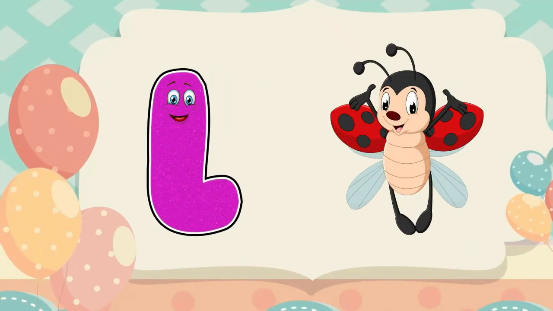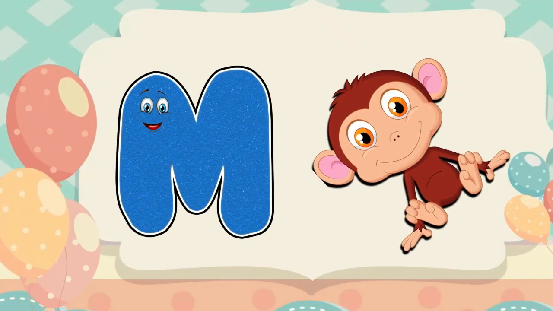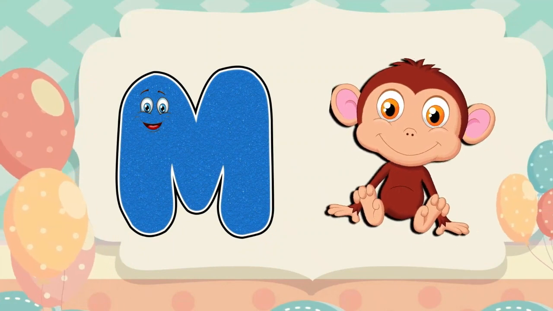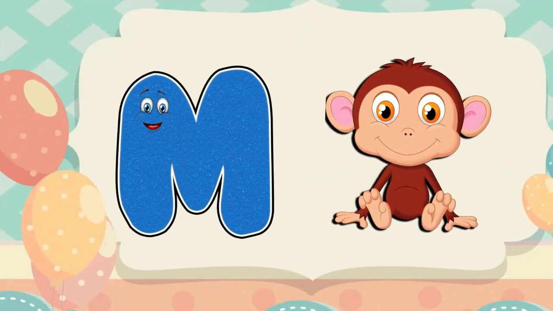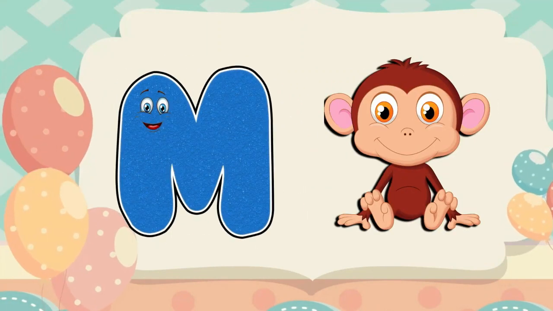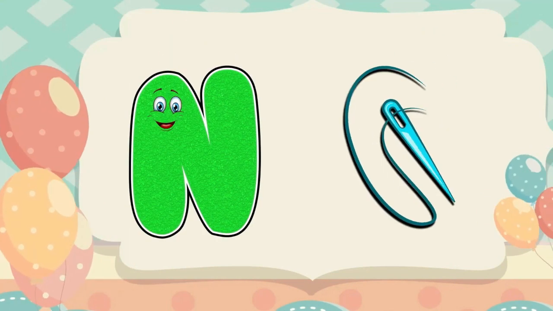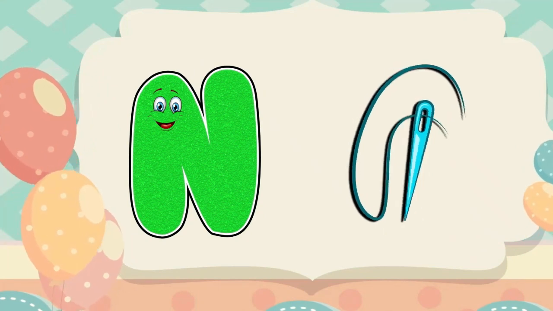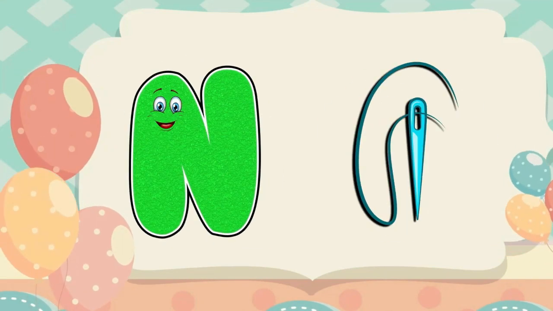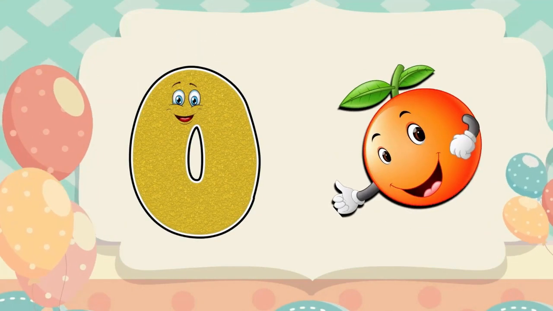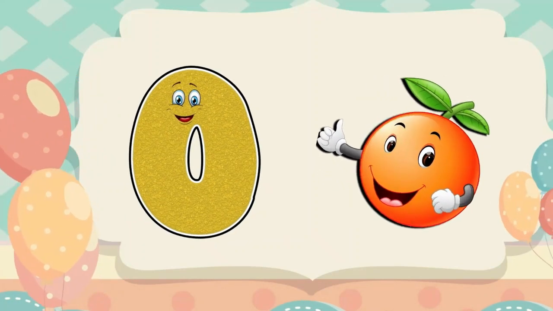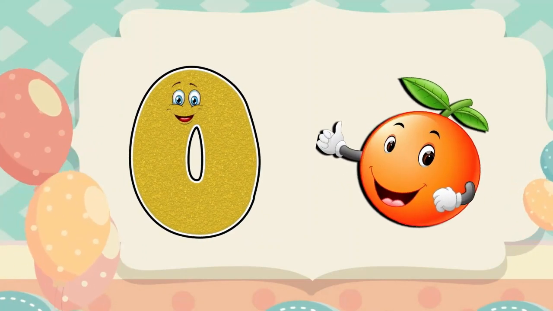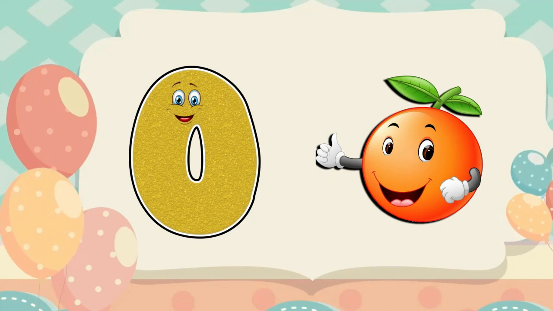L, ladybug. M is for monkey, monkey, monkey. M, monkey. N is for needle, needle, needle. N, needle. O is for orange, orange, orange. O, orange.